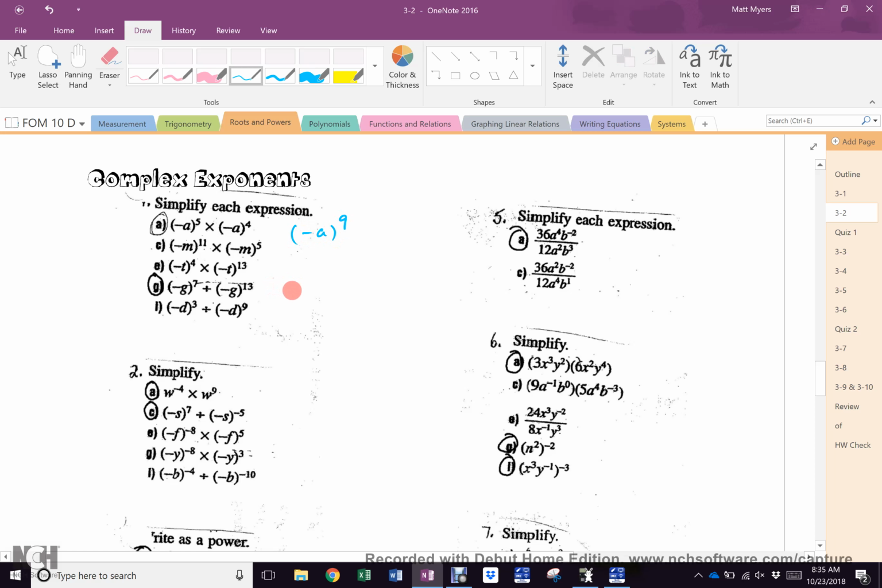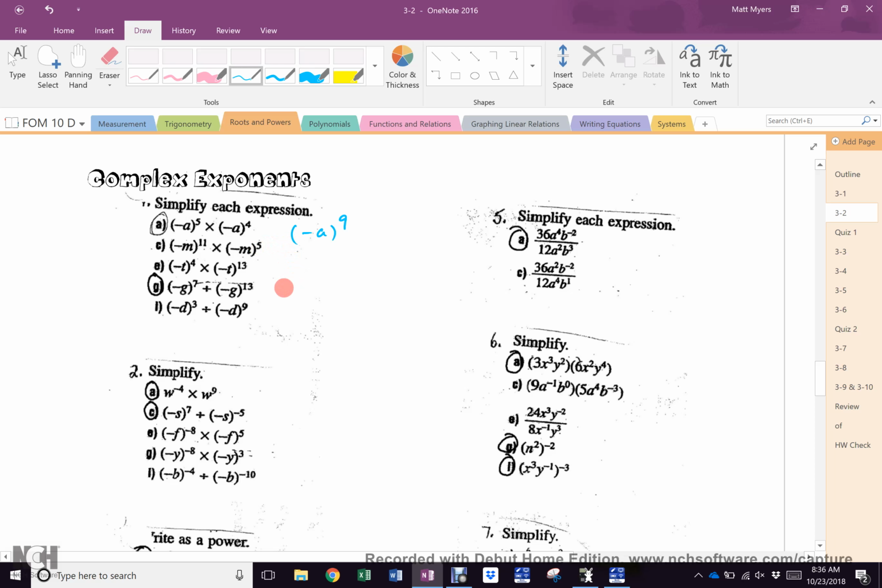Joseph. No. No. Does not. Because this is saying there are 5 negative A's. This is saying there are 4 negative A's for a total of 9 negative A's. So the next one would have been negative M to the 16th.